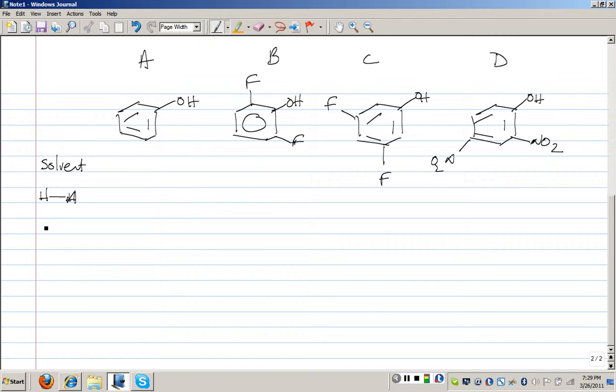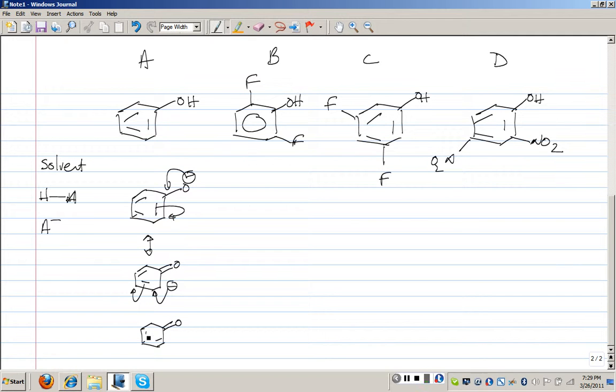So the remaining factor then is the stability of A minus. So let's envision what the conjugate bases in each of these species will look like. And sure enough, if I draw the phenoxide, again, I can draw a resonance form. This is my phenoxide, in which the minus charge is on the oxygen, in which the minus charge can be on the ortho carbon, in which the minus charge can be on the para carbon, and again, in which the minus charge can be on the other ortho carbon.